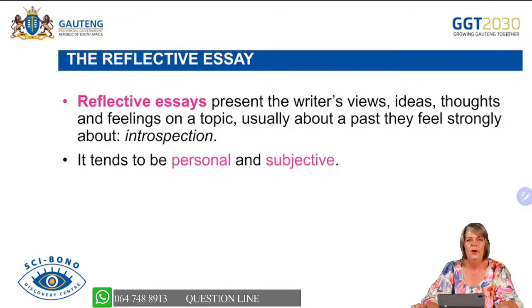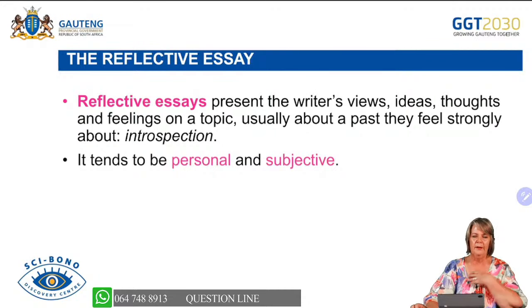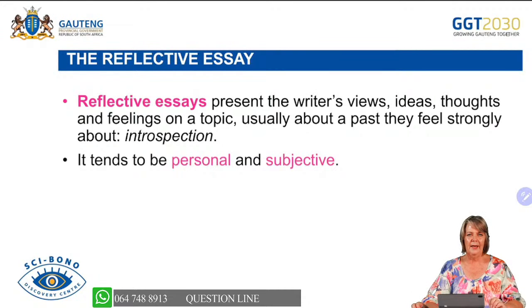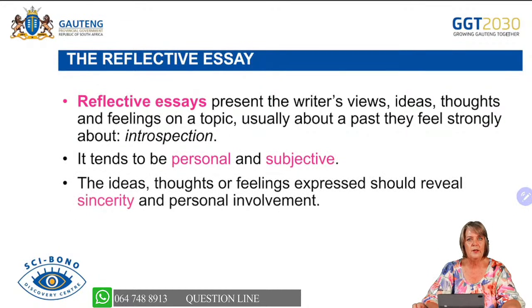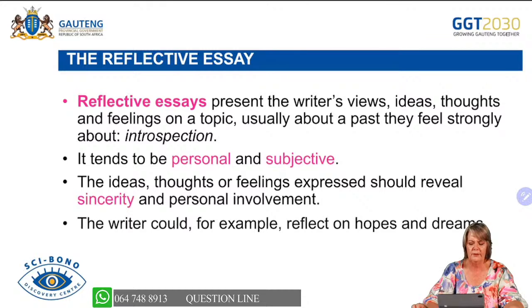Now, subjective refers to a singular point of view. In other words, if I write a reflective essay, I write it from my point of view. It becomes subjective. I don't take any other people's feelings into consideration. It is mine and mine alone. The ideas, thoughts, or feelings expressed should reveal sincerity and personal involvement. Honesty, extremely important in this type of essay.